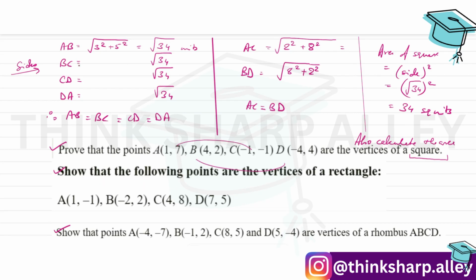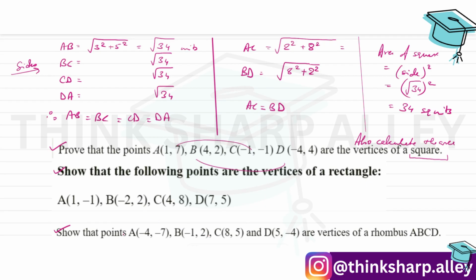Now, show that the following are the vertices of a rectangle. What do you expect? We'll proceed in the same way. First we'll find out AB, BC, CD, DA. Obviously two pairs will be the same, so AB will be equal to CD, BC will be equal to DA. And we'll also calculate diagonals. Diagonals will also be equal because for a rectangle and a square, the lengths of diagonals are always equal. And in case they are asking us to find the area of the square, we'll square the side, and in case they are asking us to find the area of the rectangle, we'll multiply the length and breadth.